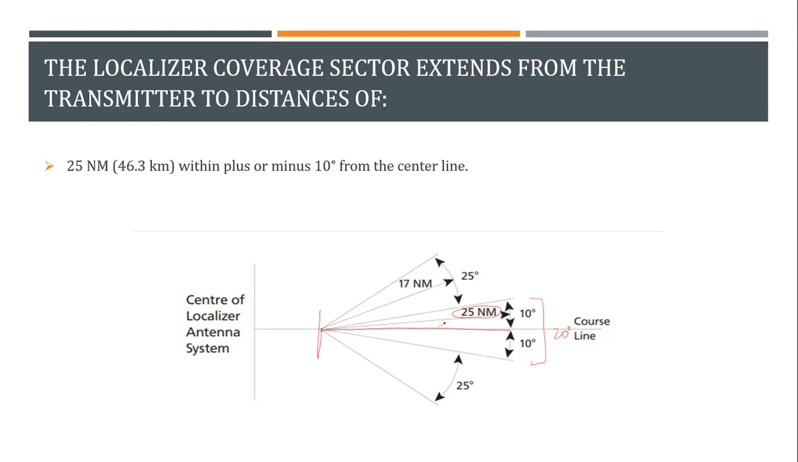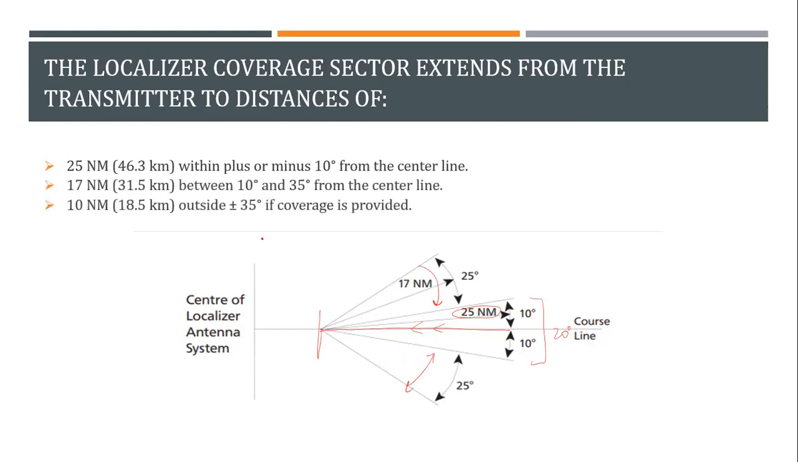As soon as the aircraft comes closer, you can see the amount of angle deviation increases. Why? Because sensitivity increases as you go close to the particular radio area. These things are important. You need to remember these values as well. These are the coverage areas. Do you have any doubts in this?